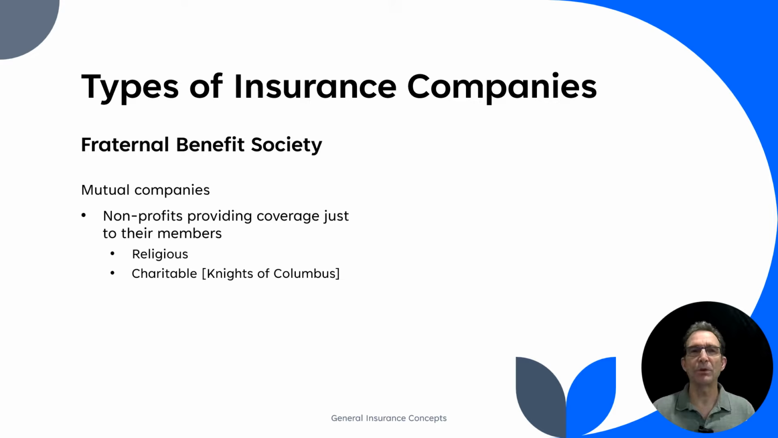to their members. So there are some religious organizations that do this, and there are charities, as I said, like Knights of Columbus. So you can think of these fraternal benefit societies as coverage that's created for members. They're really more about covering the members rather than trying to be a profitable business, because again, they have to be sustainable. So they do take money, but they're designed for the care of their members.